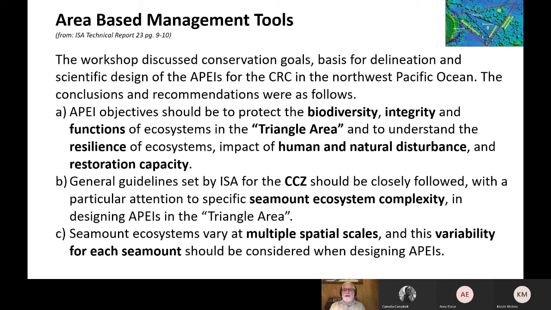I'd like to go through some of the highlights from that report just to get us started. So some of the highlights are, first, that the APEIs, the areas of particular environmental interest, should protect biodiversity, integrity, and functions within that larger triangle area, the planning area that we're going to be dealing with this week. The general guidelines from the CCZ process should be used to think about seamount ecosystem complexity, and also we'll be working at multiple scales, with the variability of individual seamounts and plain areas needing to be considered on their own and in context.